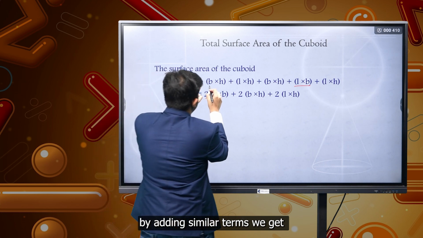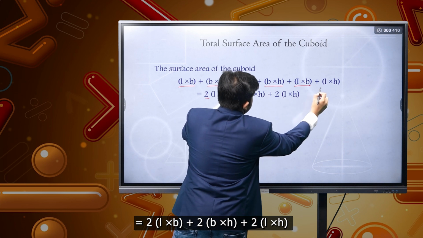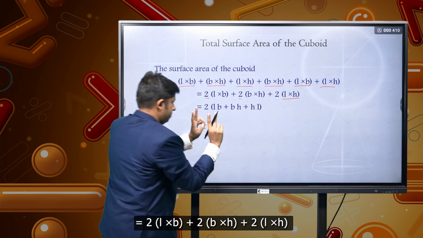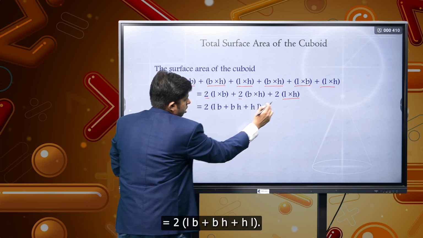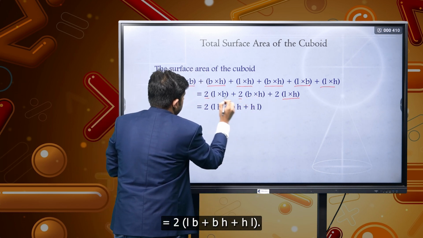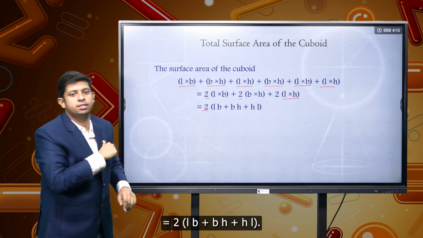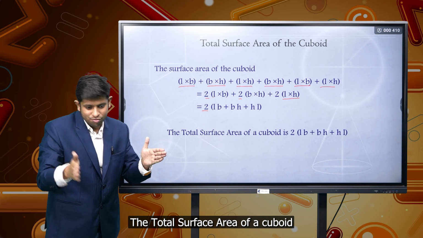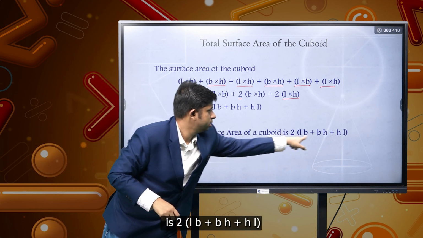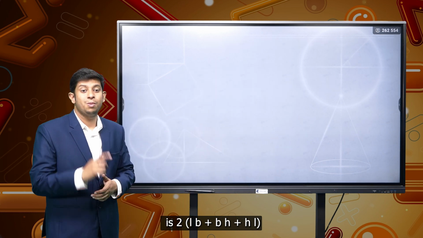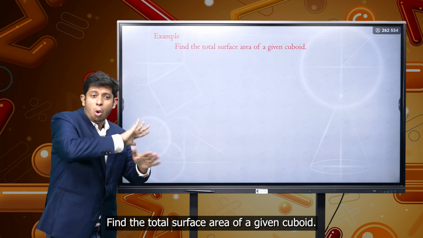By adding similar terms, we get 2 into L into B plus 2 into B into H plus 2 into L into H. By taking 2 common, we get 2 into LB plus BH plus HL. The total surface area of a cuboid is 2 into LB plus BH plus HL. Let us see one example. Find the total surface area of a given cuboid.